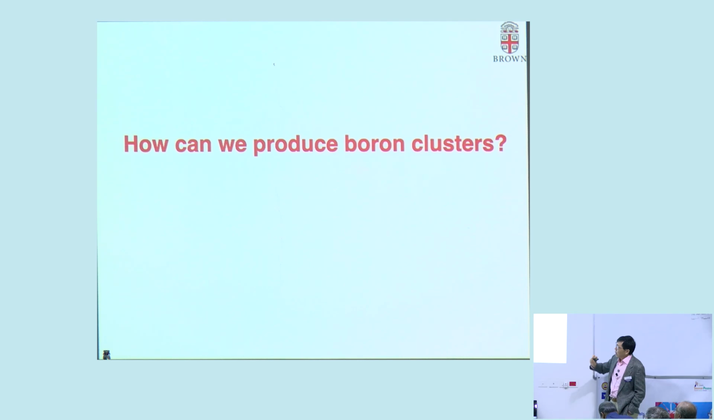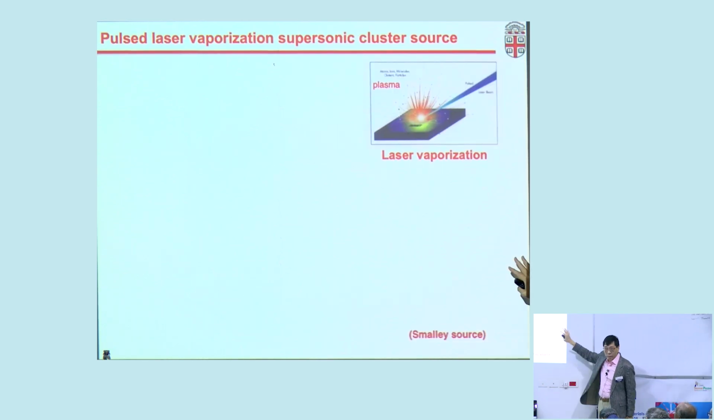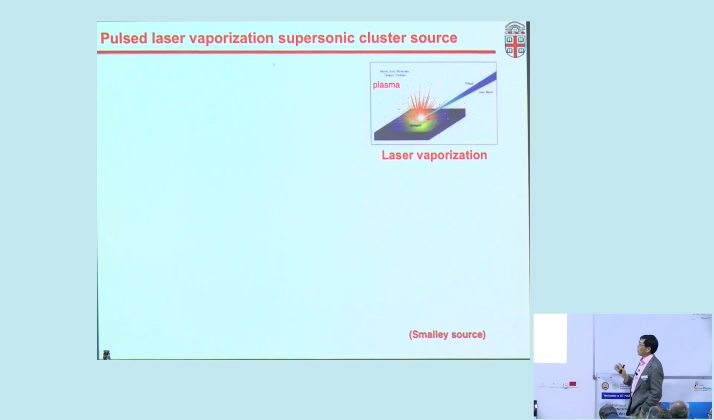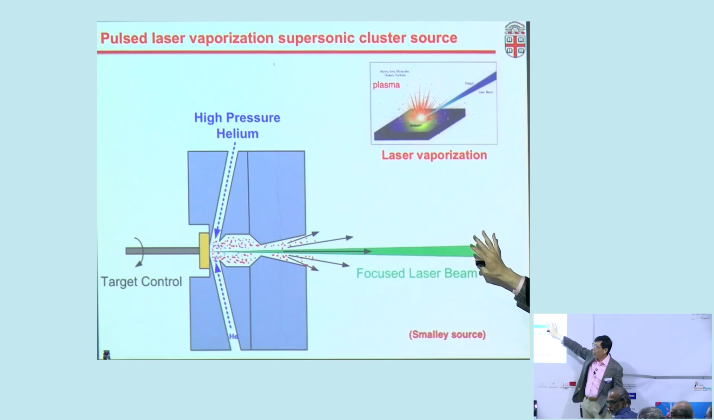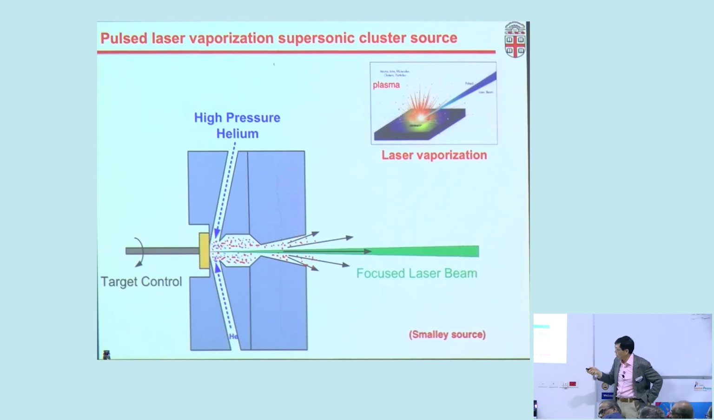So the question is, okay, how do we make boron clusters, right? We have to use the same way. We have to use laser vaporization because boron has a very high melting temperature. It's very difficult to vaporize it by simply heating it up, right? So we have to use laser vaporization. And this is kind of our beaker, right? This is how we synthesize boron clusters.